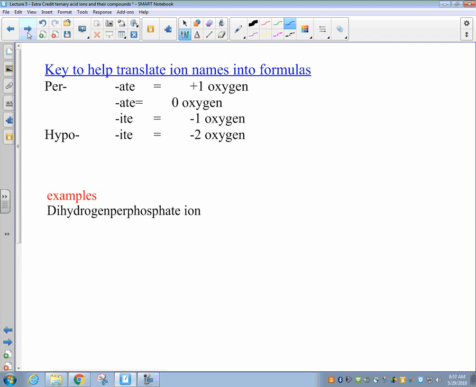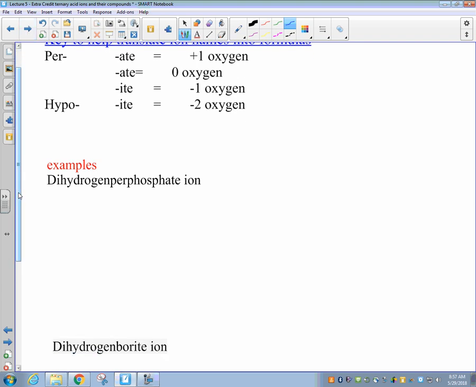So having a look at our example right here, the first one is the dihydrogen perphosphate ion. And looking at my prefixes and suffixes as the key, I have the prefix per and the suffix ate. Prefix per, suffix ate means we are looking at a species which has one more oxygen than the parent acid of this family, which was used to form the ions. So we're going to look at the root here of our acid. That is the root phos. That root phos sounds very much like phosphoric acid.